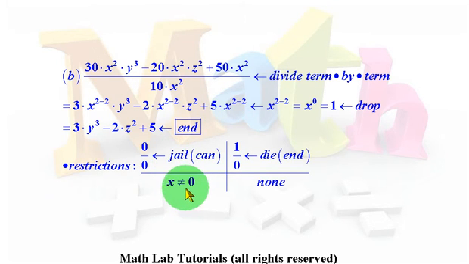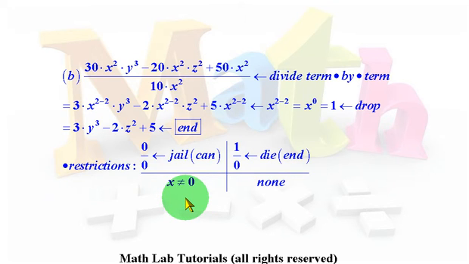x cannot be 0. At the end, the implied denominator over here is 1, and 1 can certainly never be equal to 0. Therefore, nobody dies. There is no 1 over 0 restriction. So the only restriction, to recap, is that x cannot be equal to 0.